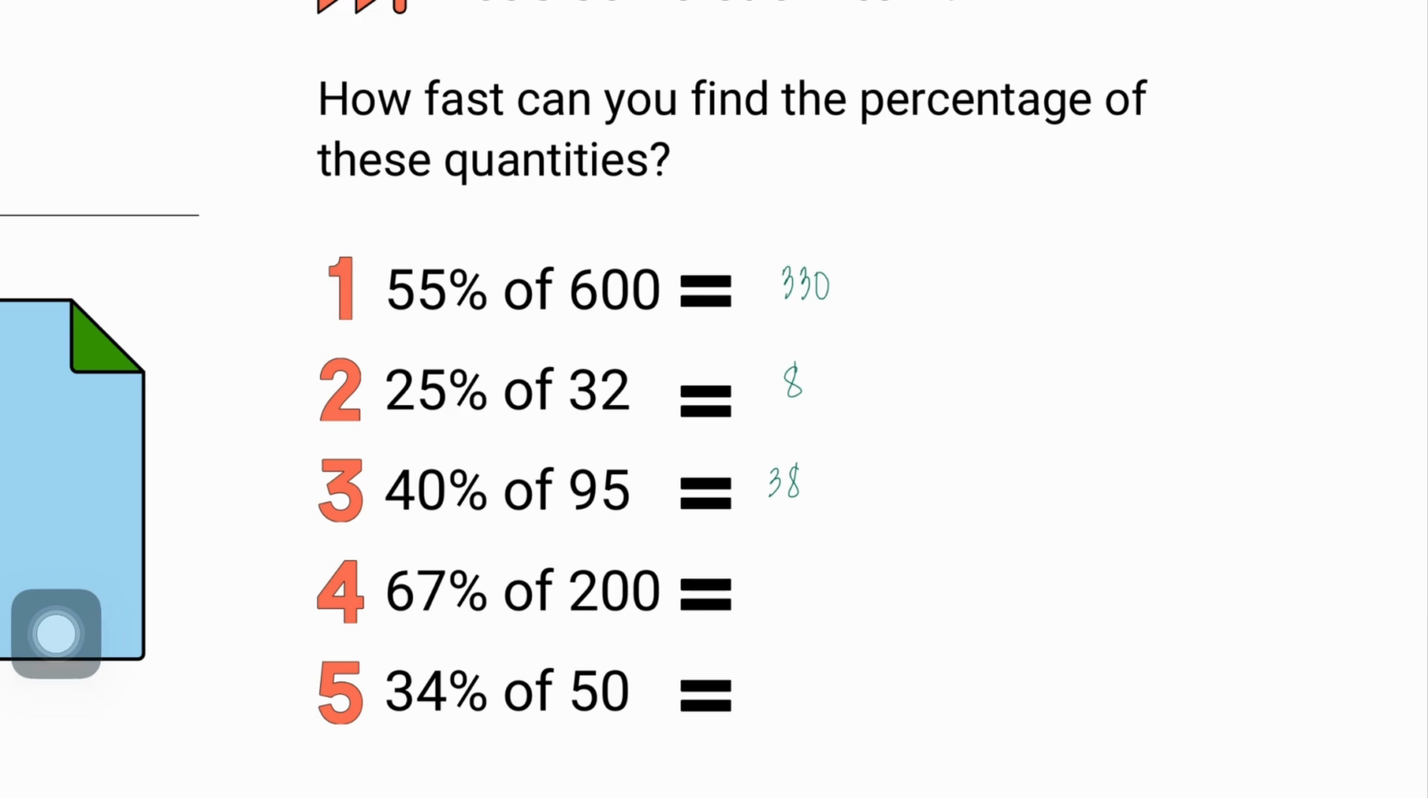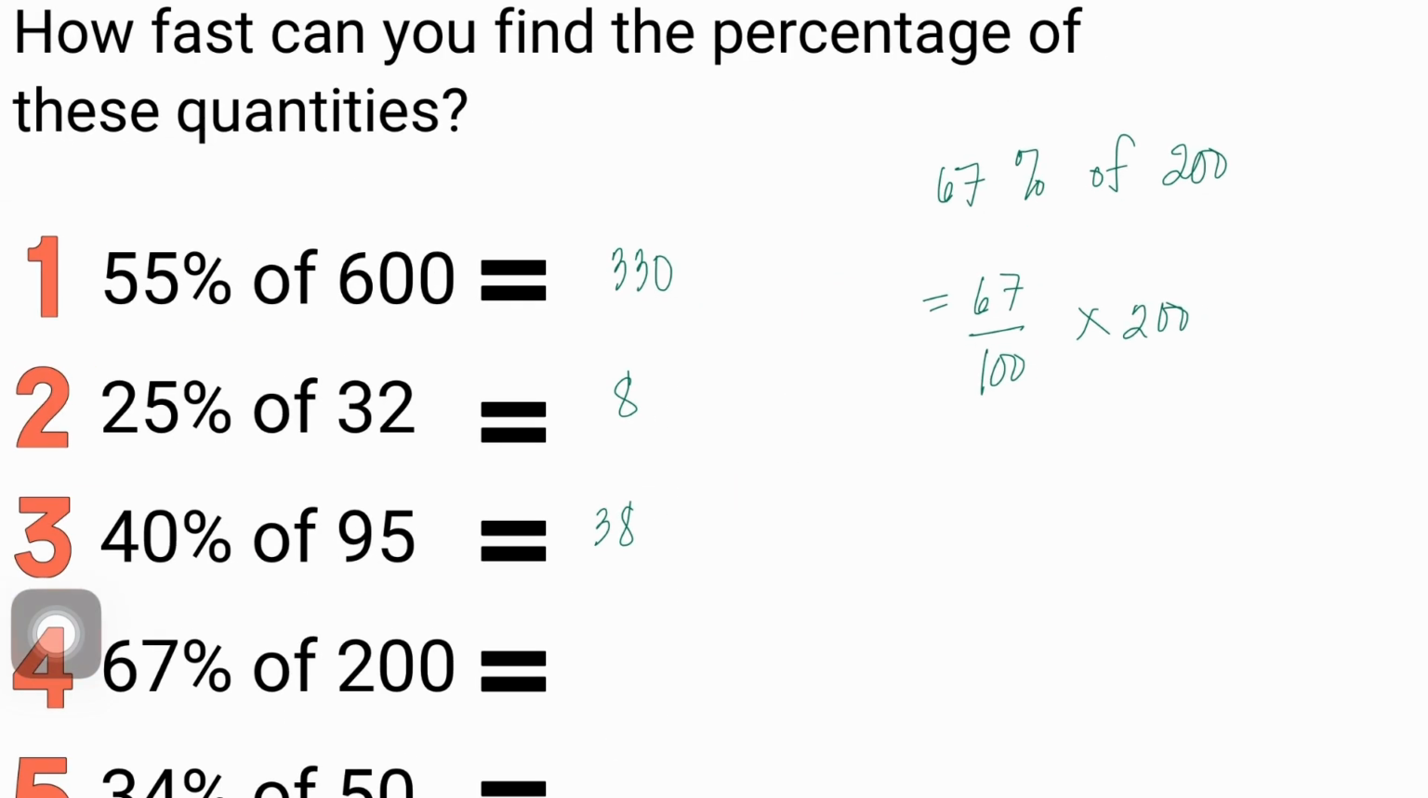Let's proceed to number 4. Number 4 is 67% of 200. 67% is equal to 67 hundredths in fraction times 200. So let's cancel 100 and 200. 100 will become 1, 200 will become 2, and then we are left with 67 times 2. 67 times 2 is equal to 134. That means 67% of 200 is 134.